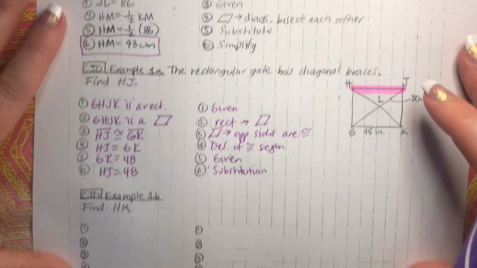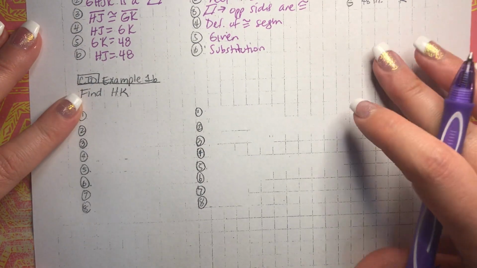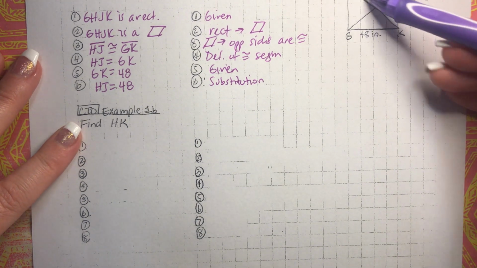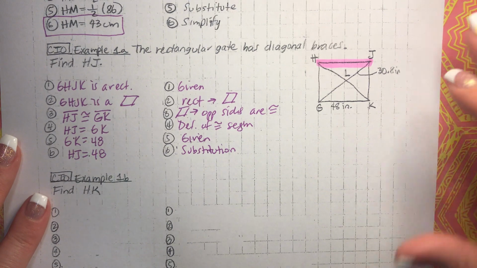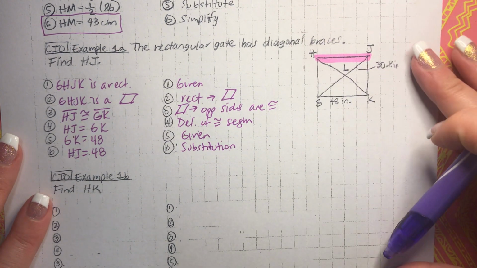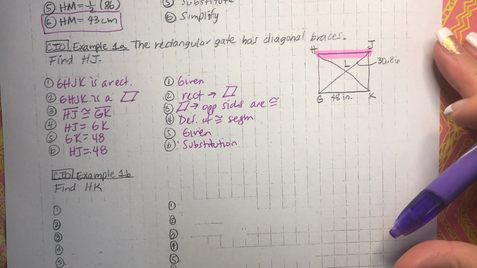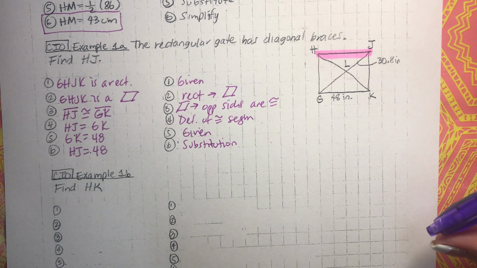Perfect. Okay, let's check it out, example 1B, and we need to find HK. HK. What do you think? I think I want to give you a chance to figure this one out.